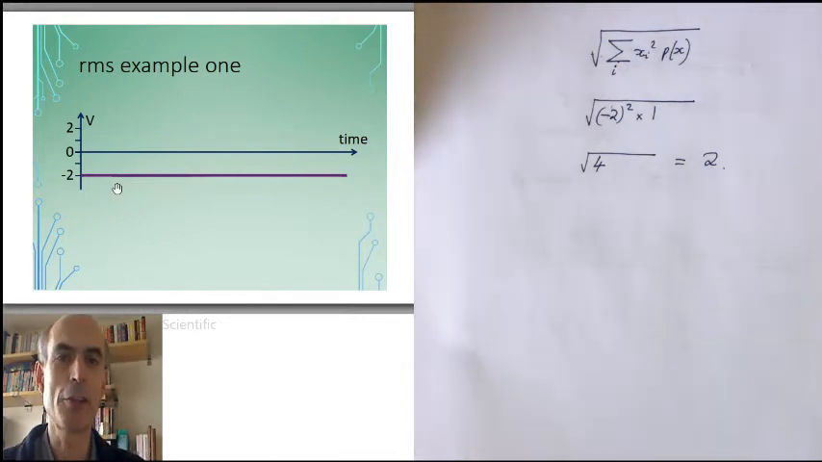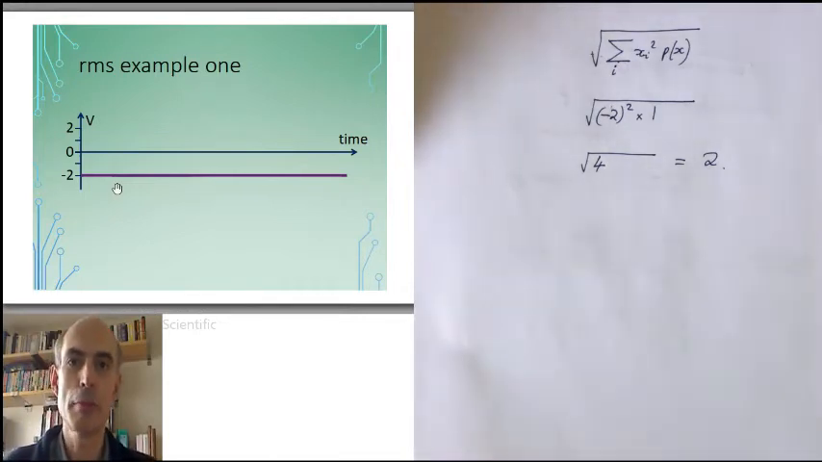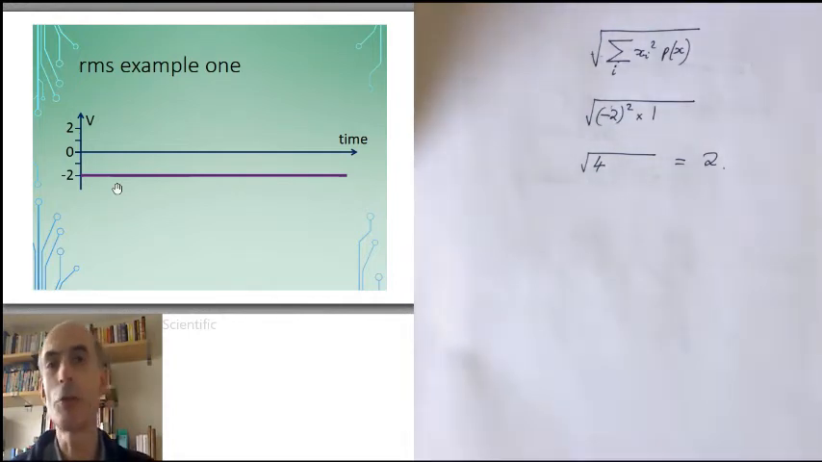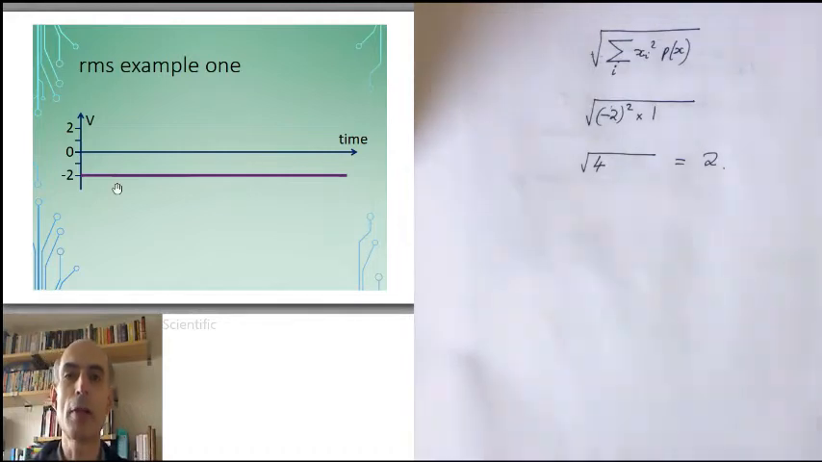The RMS value is always positive, because it's the positive square root of a square. So we have a waveform here, which has a mode, a median, and a mean, all of which are negative, but its RMS value is positive.